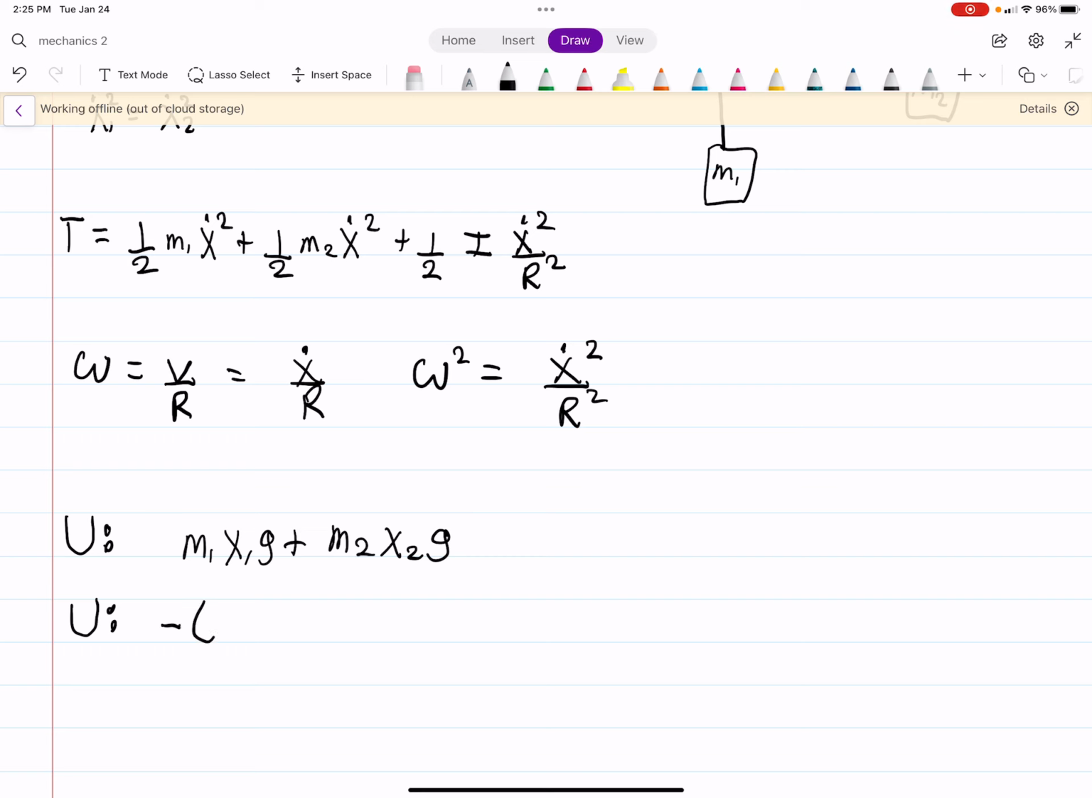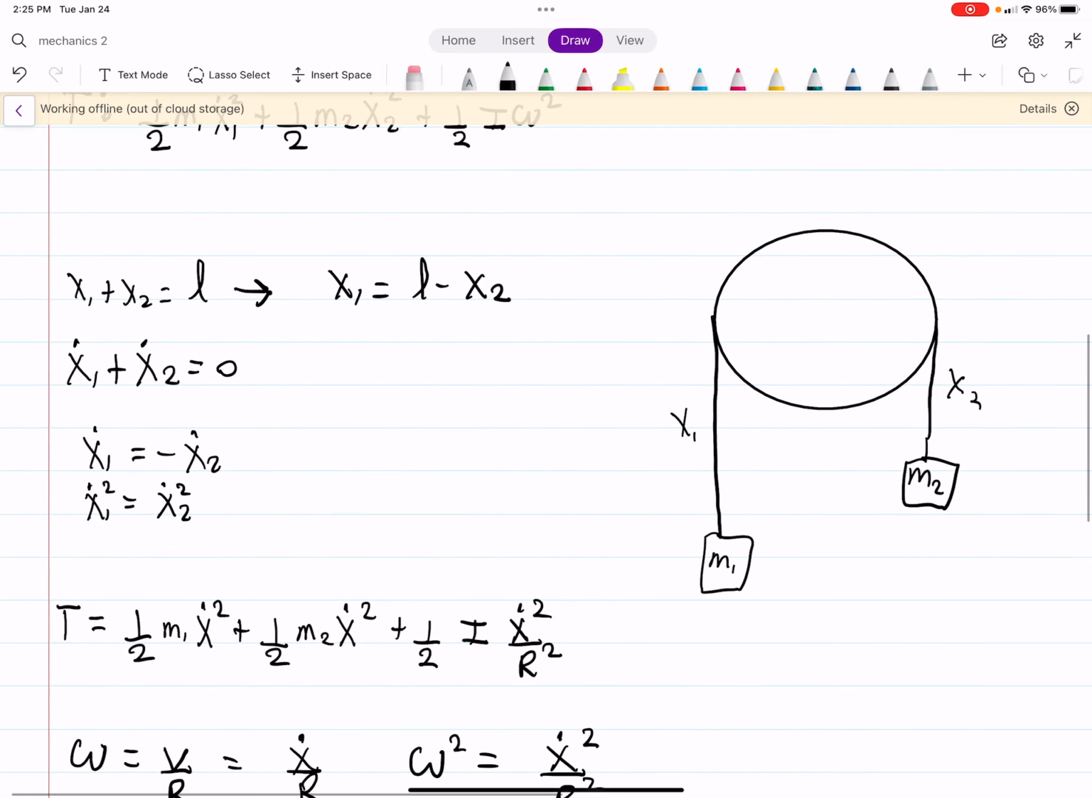So we can just rewrite this as minus m1 g x and then plus m2 g x. So there's a sign difference from moving it over.